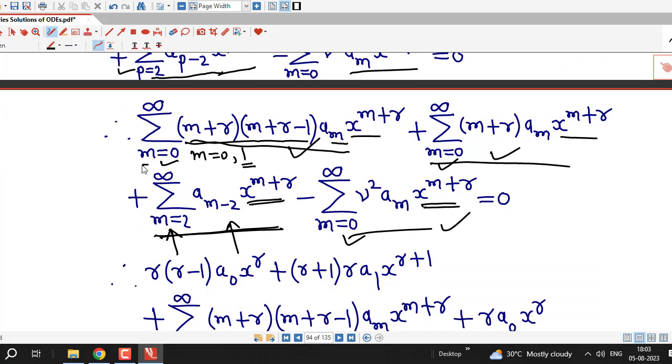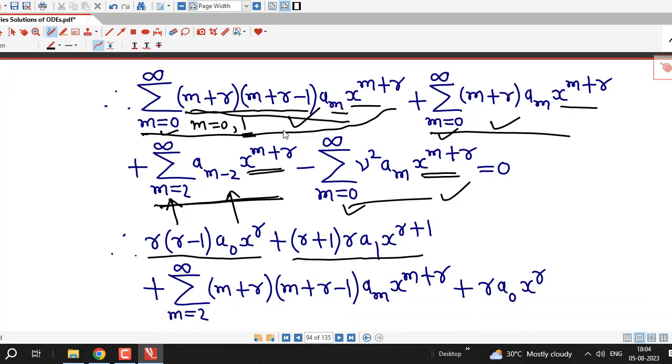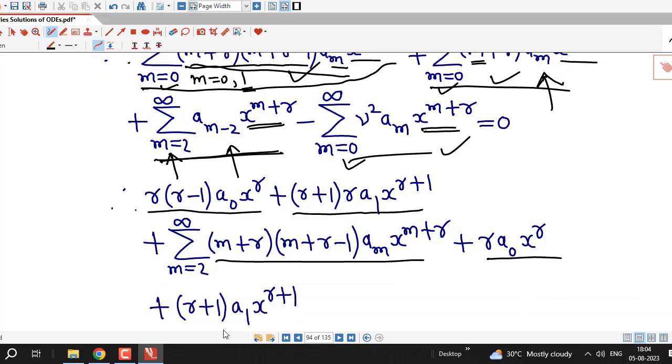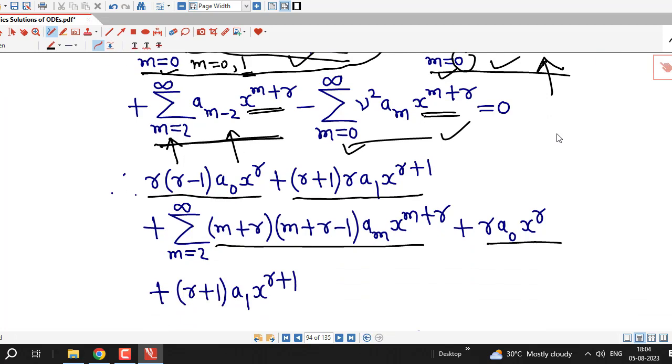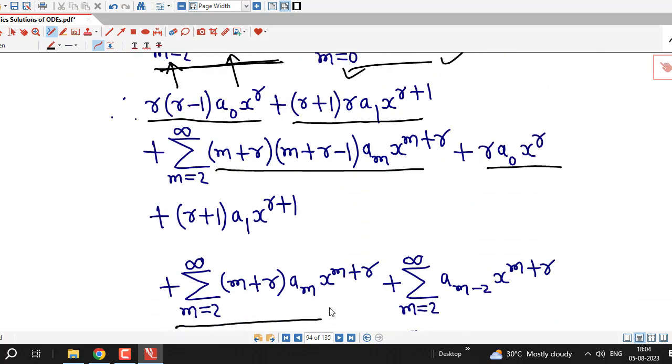So you can see I have written the term corresponding to m equal to 0 for this summation, that is r minus 1 a0 x raised to r. For m equal to 1 I obtain this term, plus sigma m equal to 2 to infinity, these things as it is. Same thing I have done for this summation. The term corresponding to m equal to 0 is r a0 x raised to r. The term corresponding to m equal to 1 is r plus 1 a1 x raised to r plus 1, and plus sigma m equal to 2 to infinity m plus r a m x raised to m plus r. So that I have written here.